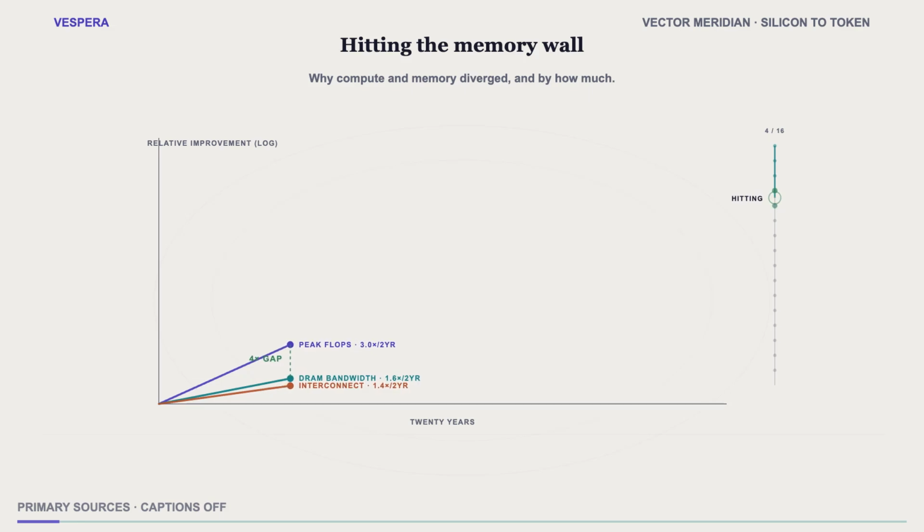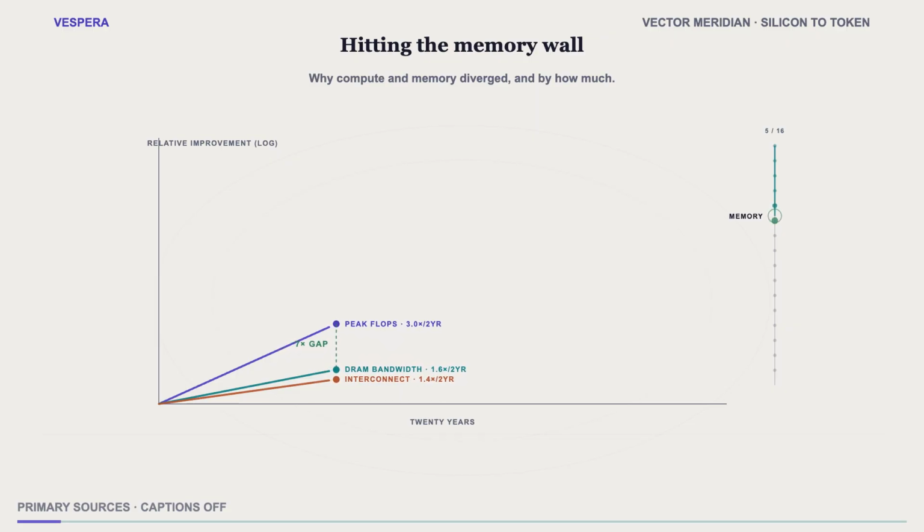The word obvious in their title was doing real work. They were not claiming a discovery. They were pointing at something everyone could already see and asking why nobody was behaving as though it were true. Three decades later, we are behaving as though it were true, because we have no choice.